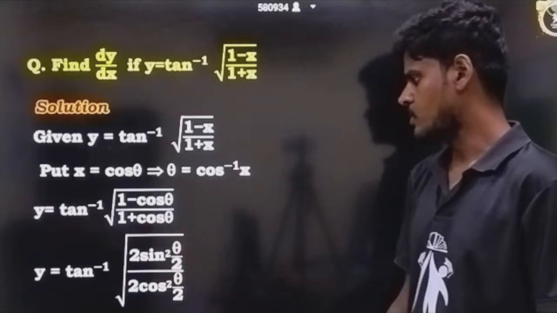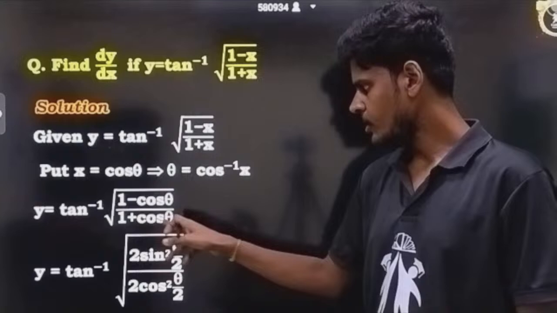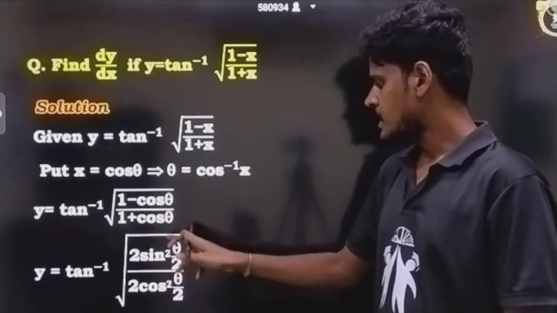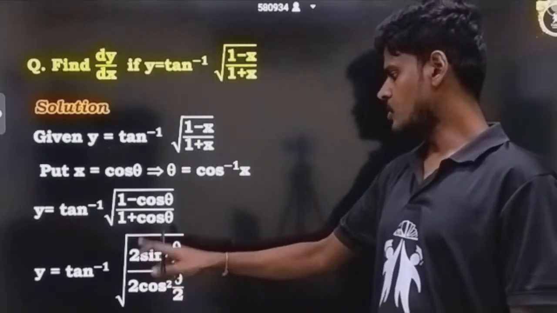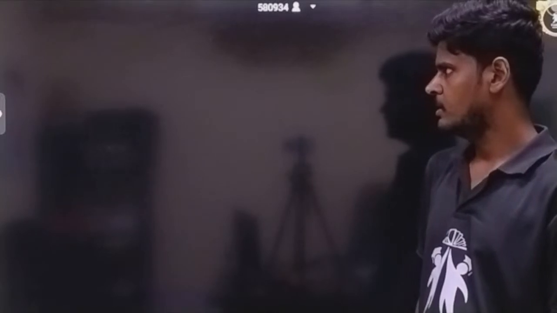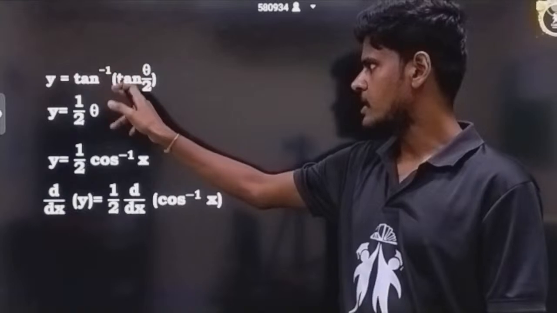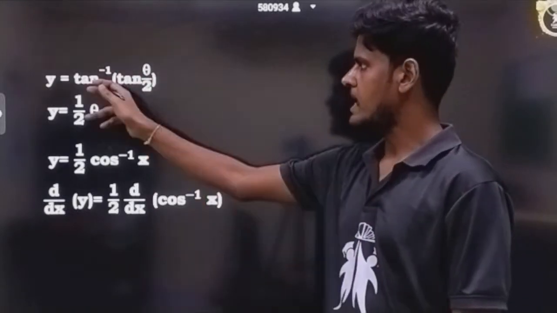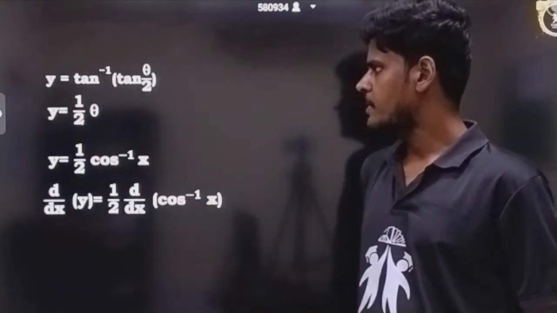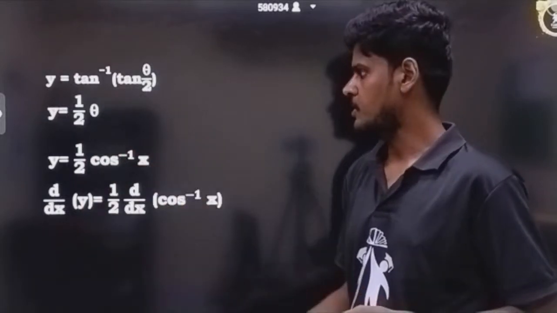So tan inverse of square root of, 1 minus cos theta is 2 sin square theta by 2, and 1 plus cos theta is 2 cos square theta by 2. 2 will get cancelled. Sin by cos becomes tan. So it will be root of tan square theta by 2, that is tan theta by 2. So y is equal to tan inverse of tan of theta by 2. And what is tan inverse tan theta by 2? That is theta by 2. So y is equal to half of theta, that is theta by 2.